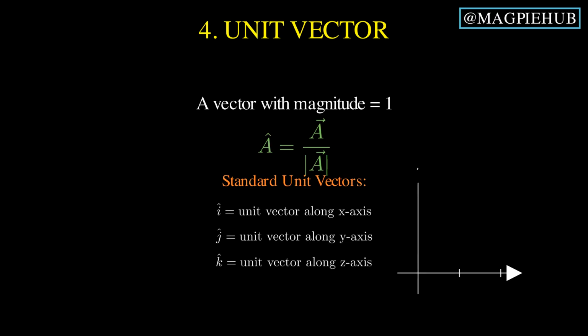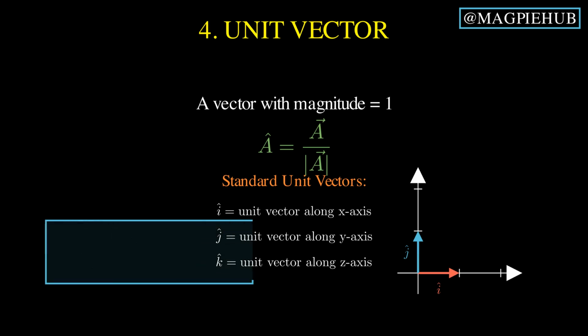Here's an example. For vector a equals 3i hat plus 4j hat, the magnitude is 5 using Pythagoras theorem. So the unit vector is 3i plus 4j divided by 5, which gives 0.6 i hat plus 0.8 j hat.